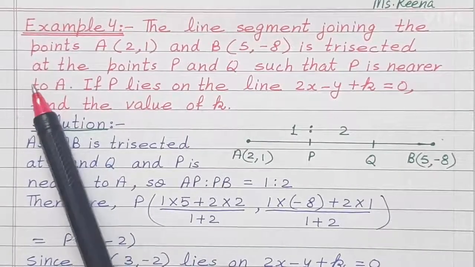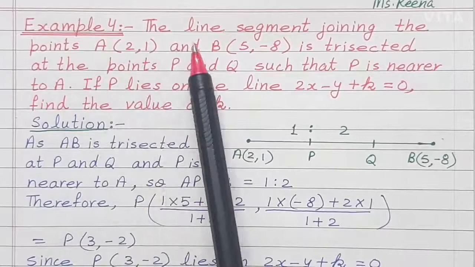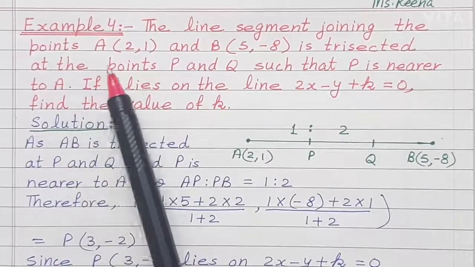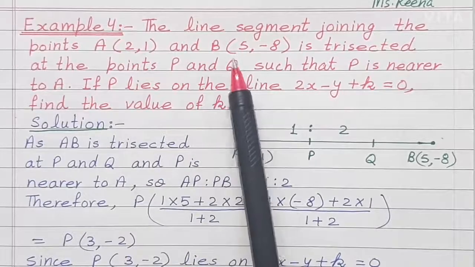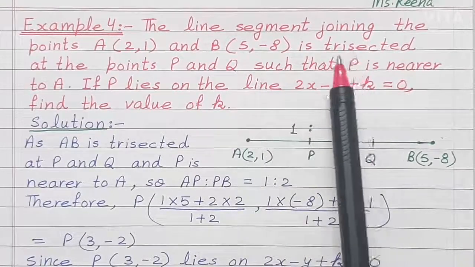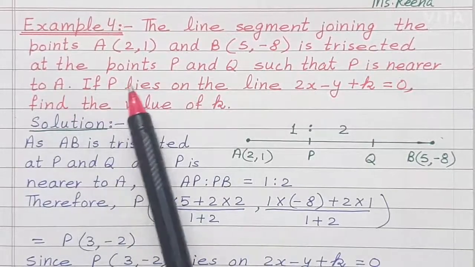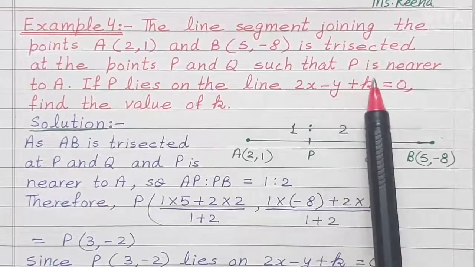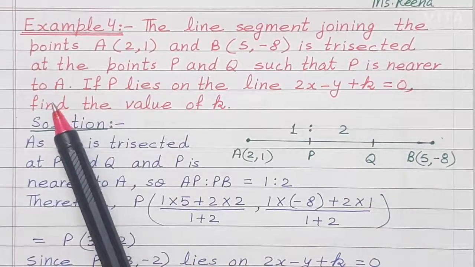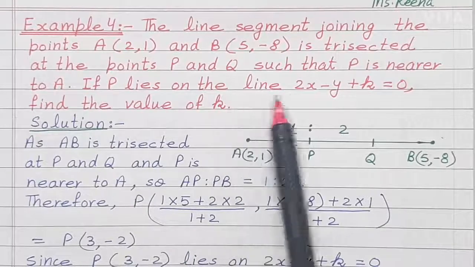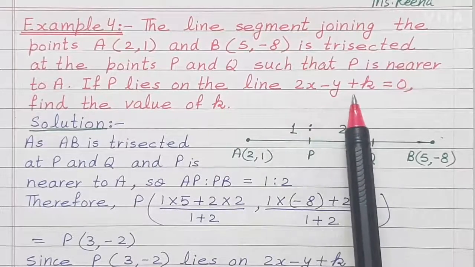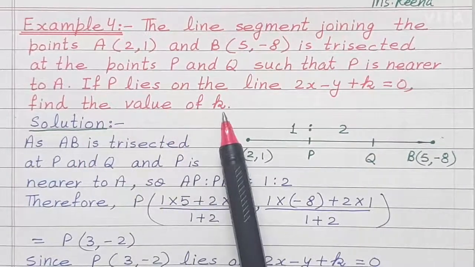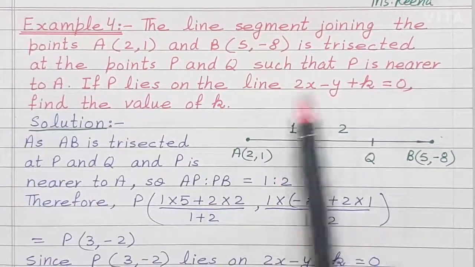Now next, example number 4: the line segment joining the points A(2, 1) and B(5, -8) is trisected at the points P and Q such that P is nearer to A. If P lies on the line 2x - y + k = 0, find the value of k. Now let us understand the question first.